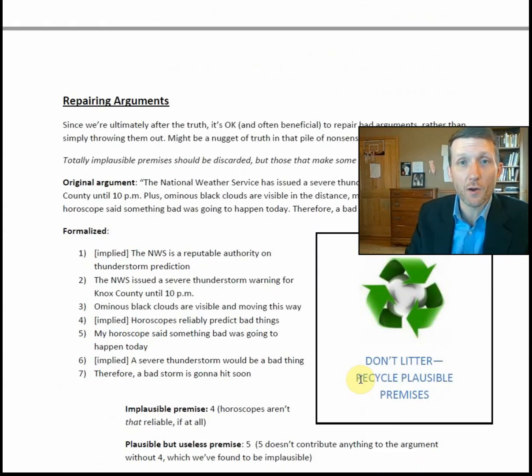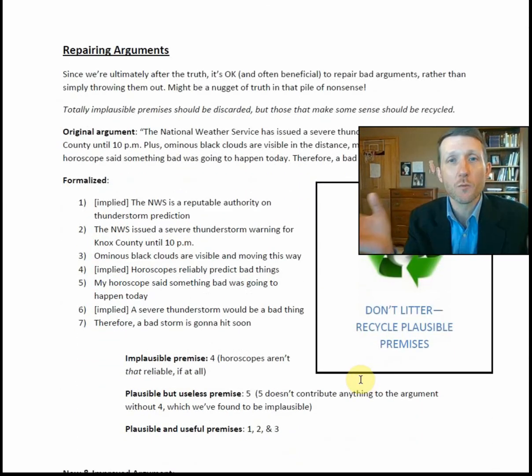And last, for pairing arguments. Say someone offers you an argument, you conclude that it's not very good. You might be tempted just to throw it out, but I recommend that you examine it a little bit further and see what you can do to perhaps recycle portions of that argument. If you do so, you might help reconcile differences with the person who's offered it, and you might learn something yourself.